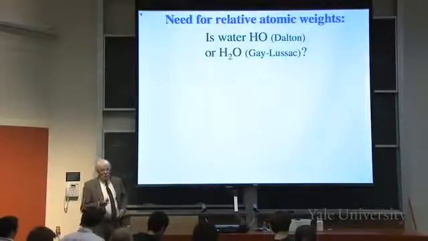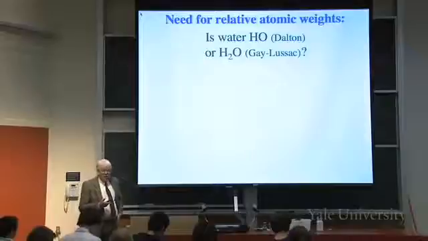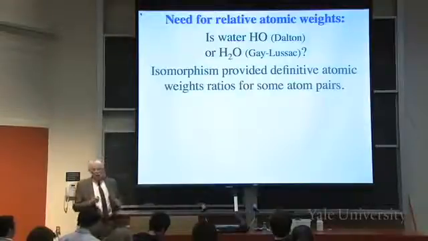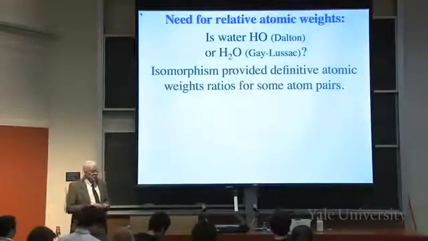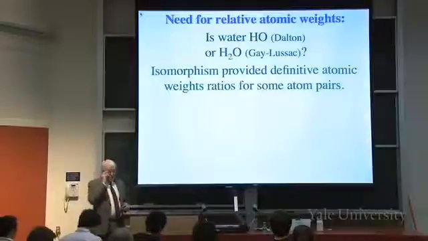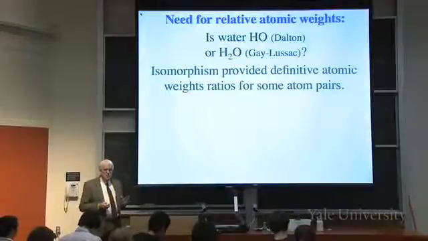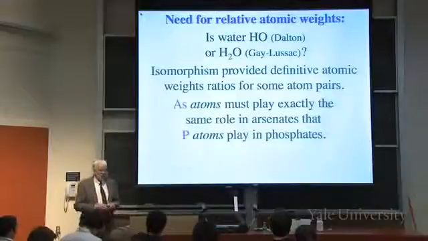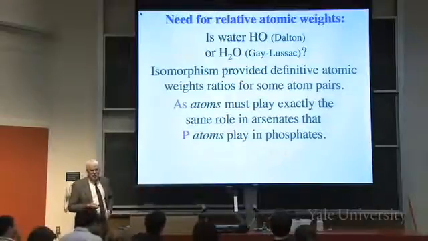There was this need for relative atomic weights. Was Dalton right? Was water HO? Or was Gay-Lussac right that it was H2O? Right? At least in this case, this thing called isomorphism, the same shape of the crystals, provided definitive atomic weight ratios for at least some of the atom pairs. So arsenic atoms must play exactly the same role in arsenates that phosphorus atoms play in phosphates.